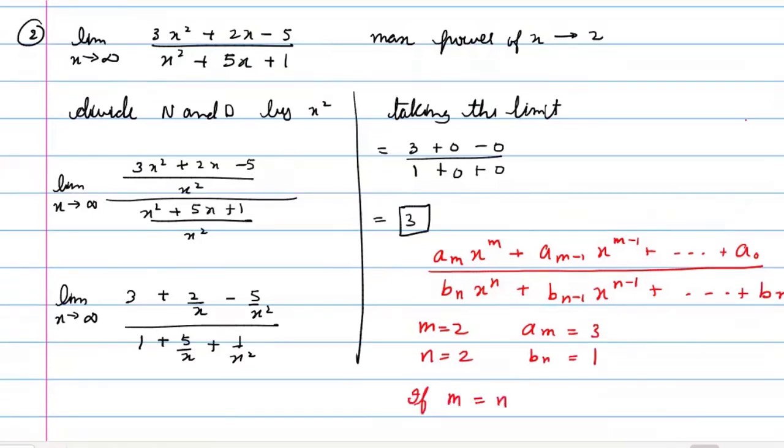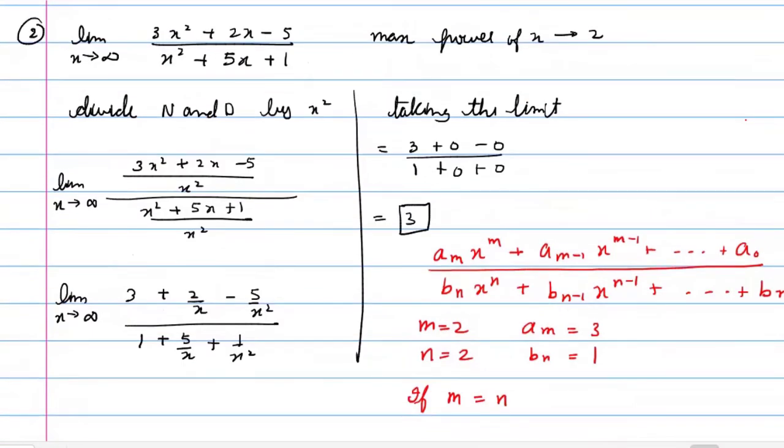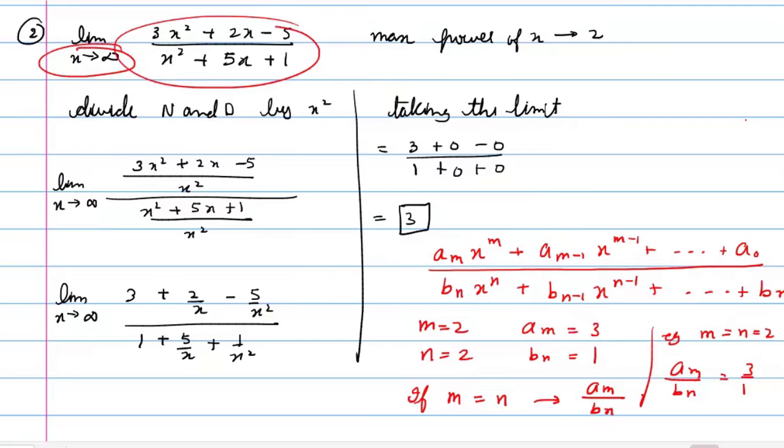If m is equal to n, like it happens in this particular case, m and n are equal, what does that leave you with as the answer? The answer is the coefficient of the first term. So in our case, m equal to n was 2, and am by bn is 3 upon 1. The answer is 3. So in case of a multiple choice question, you don't need to do all the steps. You have to arrive at the answer. So what you need to look at is x tends to infinity. The numerator and denominator have the same power. So the answer will be the coefficient of the highest power.